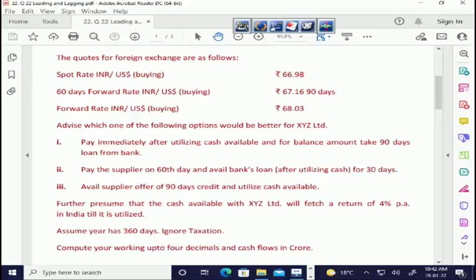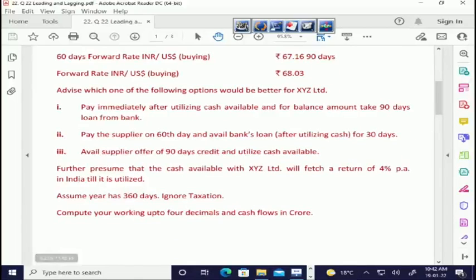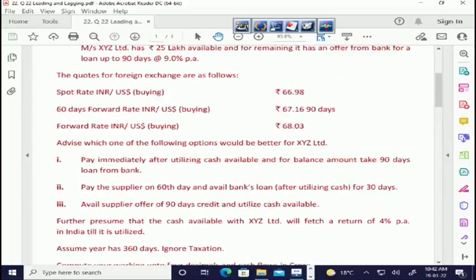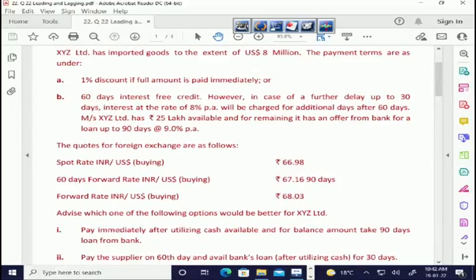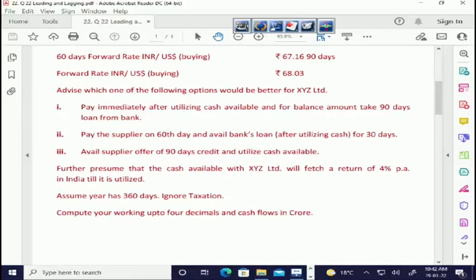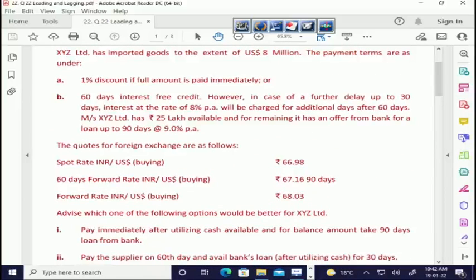We should find out the rupee outflow after 90 days. Further, presume that the cash that we have could have fetched a return of 4%, 360 days, no taxation. So if no taxation was not written, then in that case, the interest rates which are there, 9%, 4%, everywhere we have to do it post-tax. In case tax rate is there, which will not be there, don't worry. But some people would like to ask, what if taxation was there? So let's start the solution.